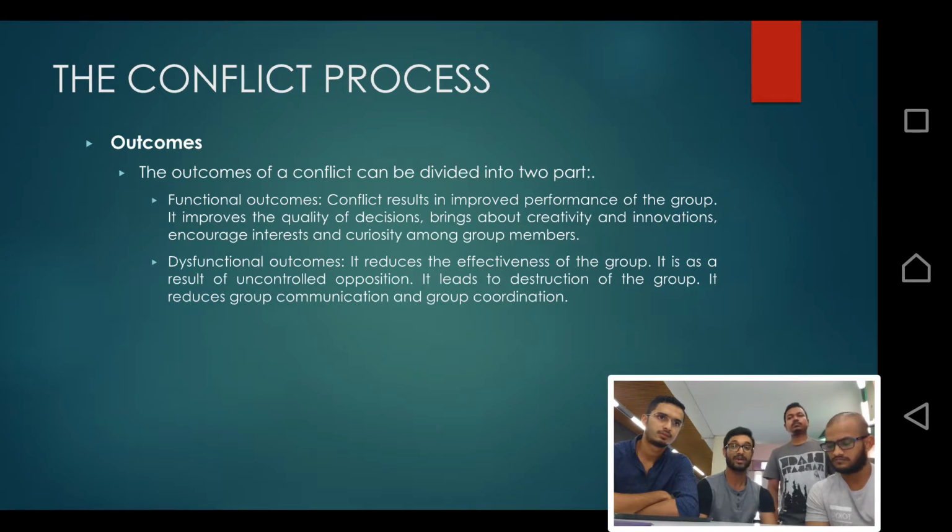Dysfunctional outcomes. Just as it sounds, dysfunctional outcomes are quite the opposite of functional outcomes. This results in reduction of performance and efficiency in the group, while ultimately leading to the destruction of the group. Now, to talk about negotiation, Pathum will be taking over.